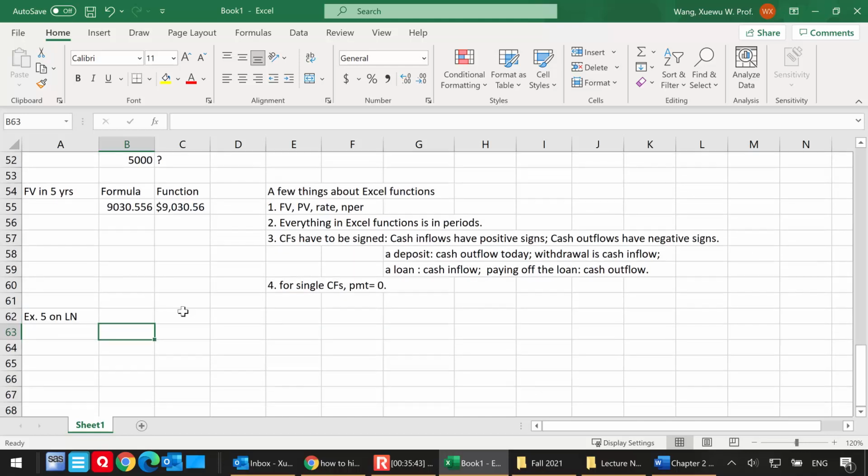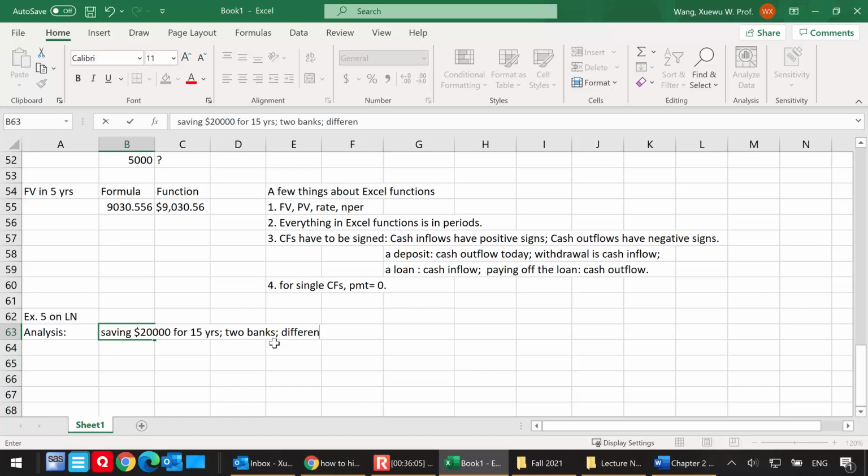All right, so we're talking about saving. This is our brief analysis. We're talking about saving 20,000 for 15 years, and we have 2 banks with different rates and different compounding frequencies. So the question is, which bank do you want to go to?